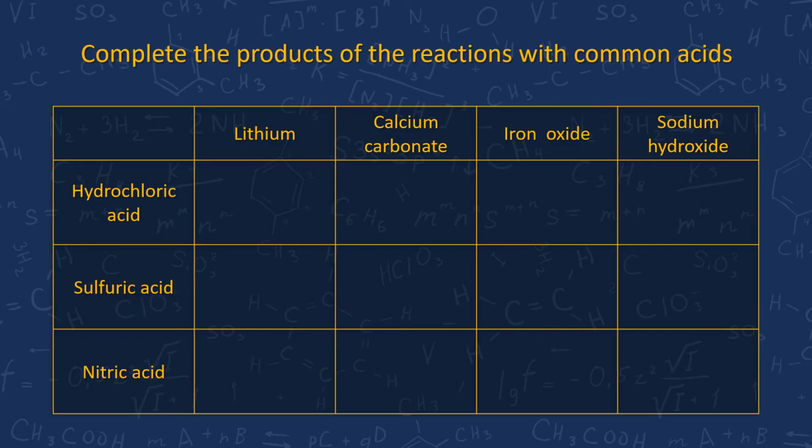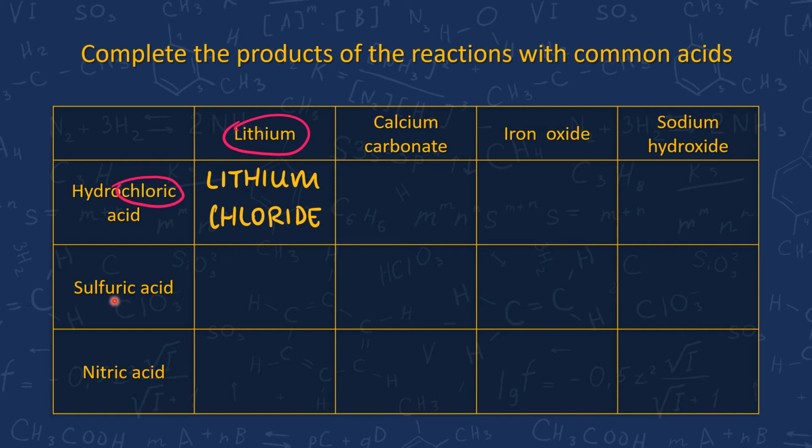Now I want you to try and complete the products of the reactions with common acids. I'm going to do the first one for you. So we have lithium and we have hydrochloric acid. So we put the name of the metal first and then chloride. Okay, so we've got lithium chloride.